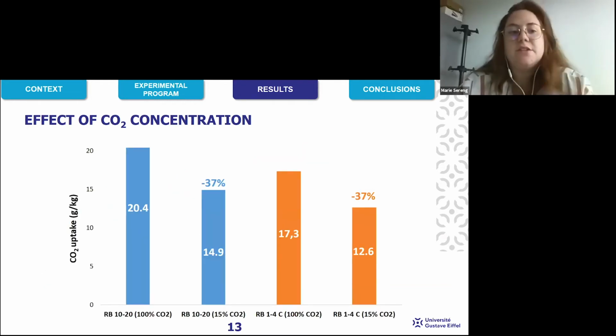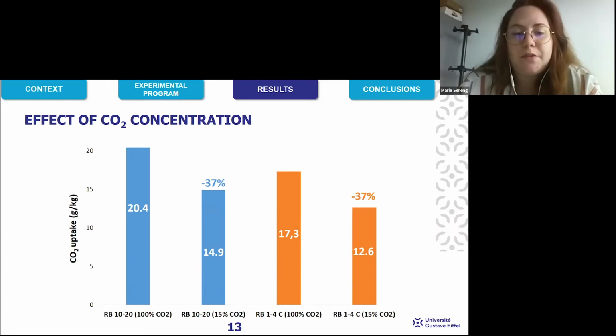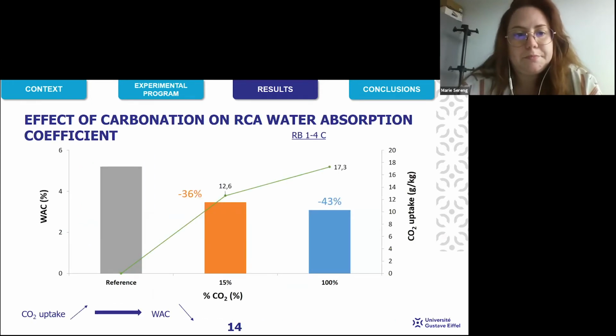And this effect is also demonstrated for RB14C because they are crushed from RB 10-20 millimeter. And the decrease of CO2 uptake between 100% CO2 concentration and 50% CO2 concentration is the same, around 40%, because of their similar physical-chemical properties, because RB14C are derived from RB 10-20 millimeter.